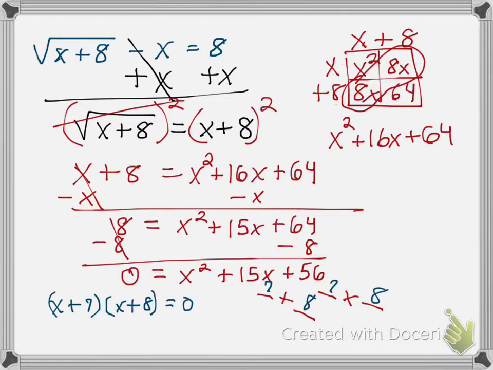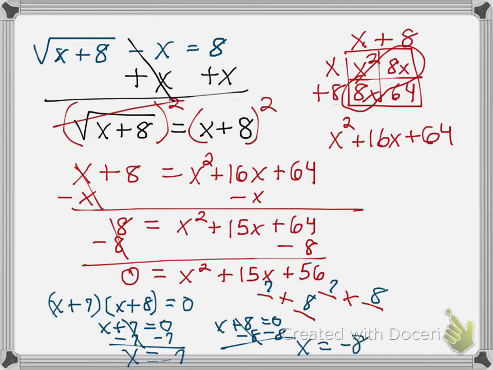Now I'll take them apart and set each one of them equal to 0 to solve for x. X plus 7 equal to 0. Subtract 7. And then my x will equal negative 7. And then I'll do x plus 8 equal to 0. Subtract 8. And then I'll get x equals negative 8. So my two answers are negative 8 and negative 7. And that's it.